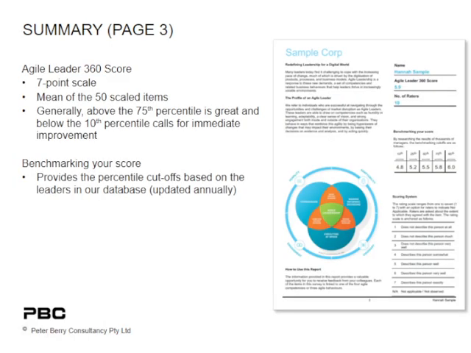The summary page, page 3, is especially important because it presents the overall score. The Agile Leader 360 score is the average score of the 50 scaled items, which rely on a 7-point scale. This score can then be represented as a percentile compared to the global benchmark. Other relevant benchmarks can be added. The number of raters, excluding self, is also indicated on this page.